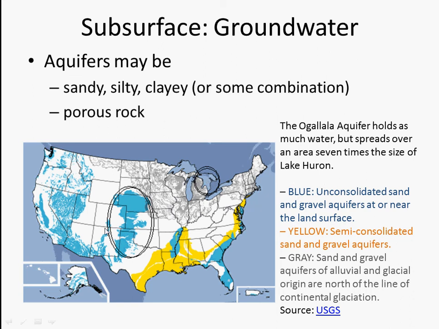The blue spots are unconsolidated sand and gravel aquifers near the surface. Yellow is semi-consolidated sand and gravel aquifers, and all the gray stuff is sand and gravel aquifers of alluvial and glacial origin. And you can see they're all north of that furthest southern extent of the last glaciation period.